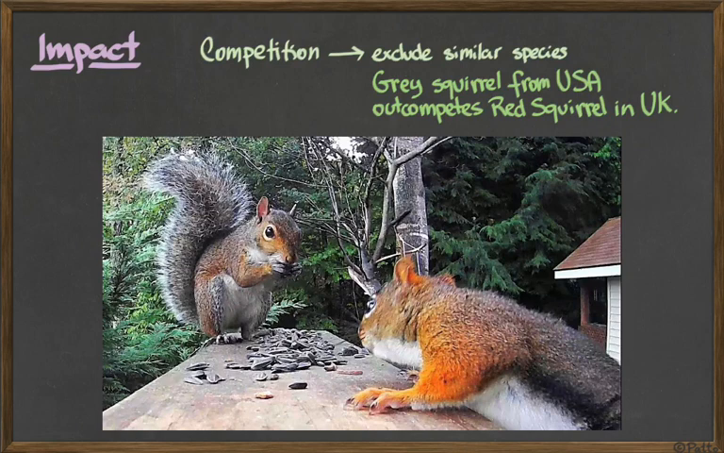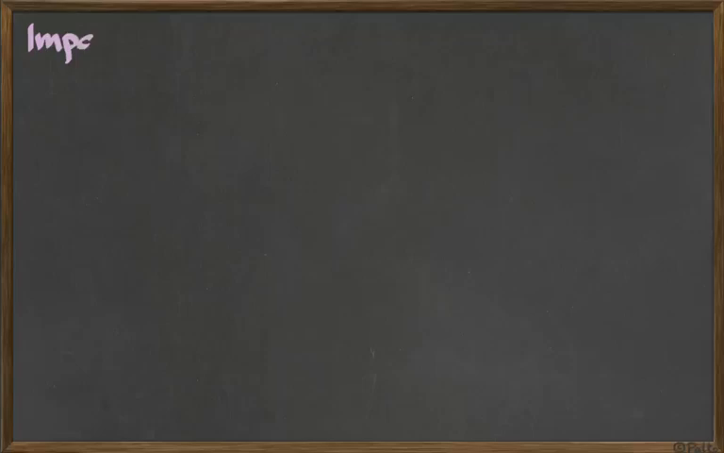The red squirrel is still surviving in some areas, and the British government has programs to hunt grey squirrels to try to give the red squirrel a chance to survive there. But in the long run, it's very unlikely that there will be a solution for this. It's very likely that the grey squirrel will extinguish the red squirrel in the United Kingdom. Another impact that you can have is predation.